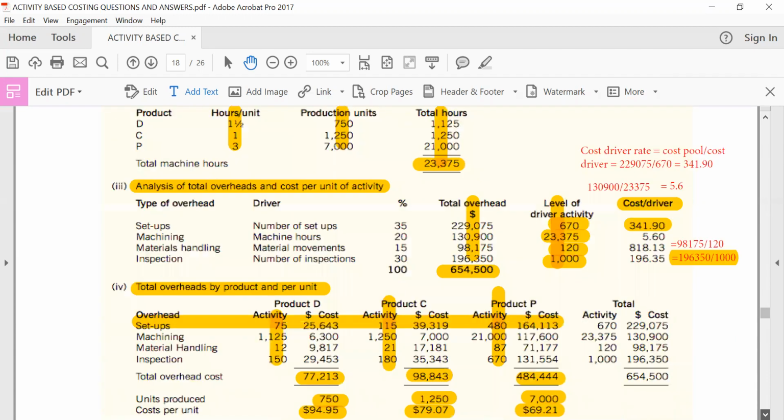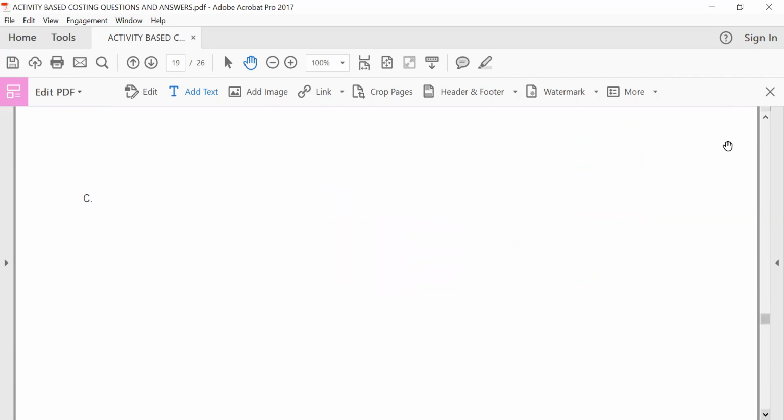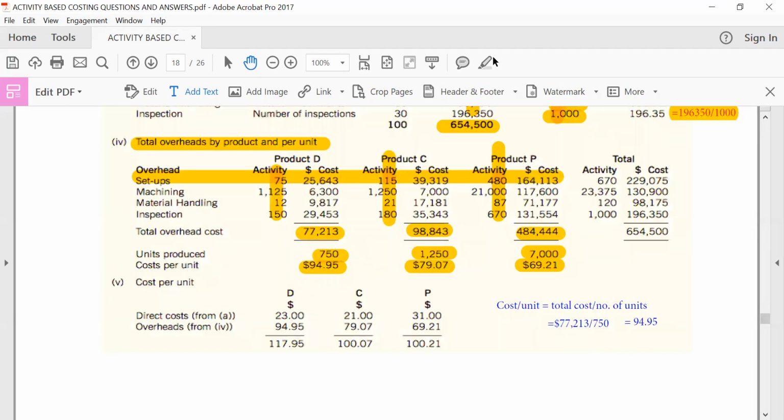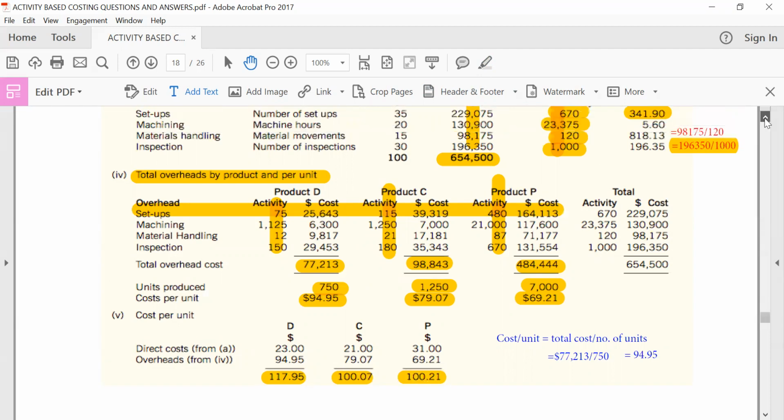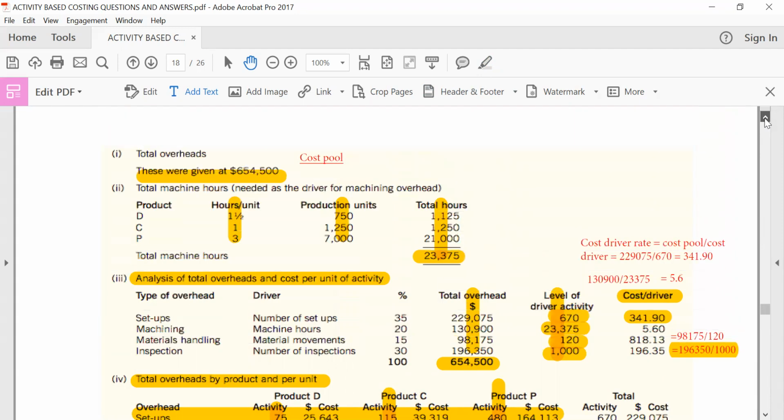So the examiner also went through those nitty-gritties. He got the same answers, right? What were the answers he got? He got 117.95. He got 100.07. Then he got finally 100.21, right? So that was that aspect of the question. Let's move in quickly so that we bring the meeting for today to an end.